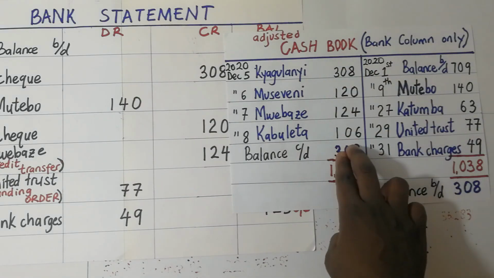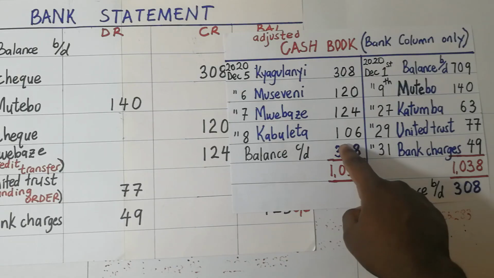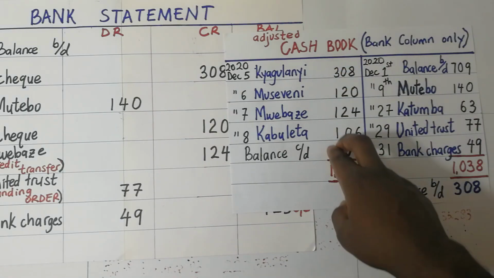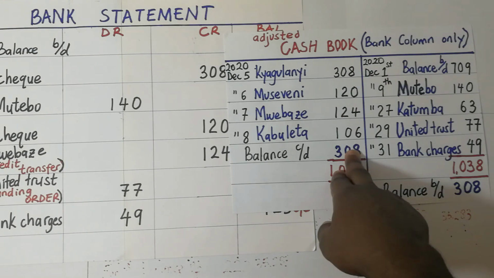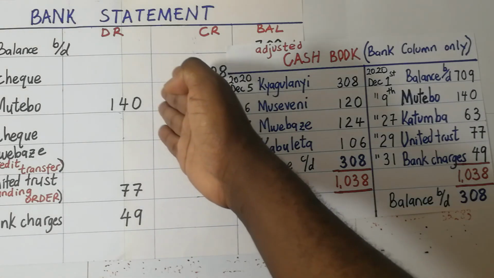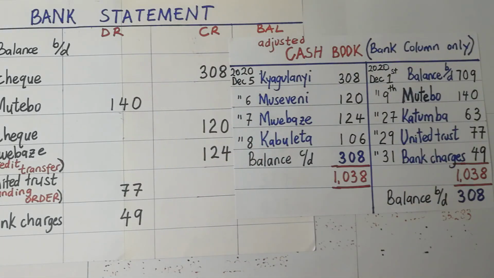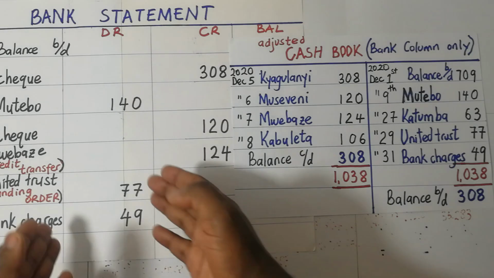Now, if one of these checks is not yet being reflected in our bank statement, it simply means that whereas we have recognized that we have received this money from maybe one of our customers, this check has simply not yet been credited to our account. And so those are what we call uncredited checks. So let's first identify which ones are missing here.